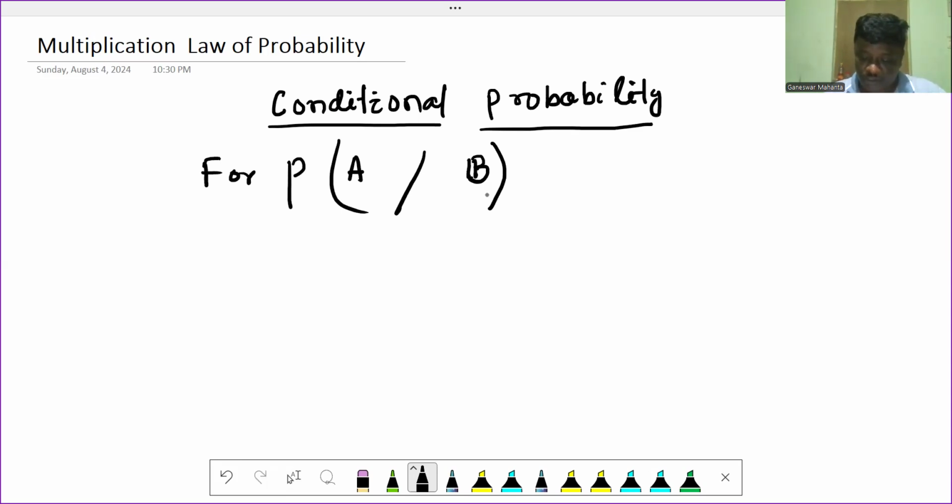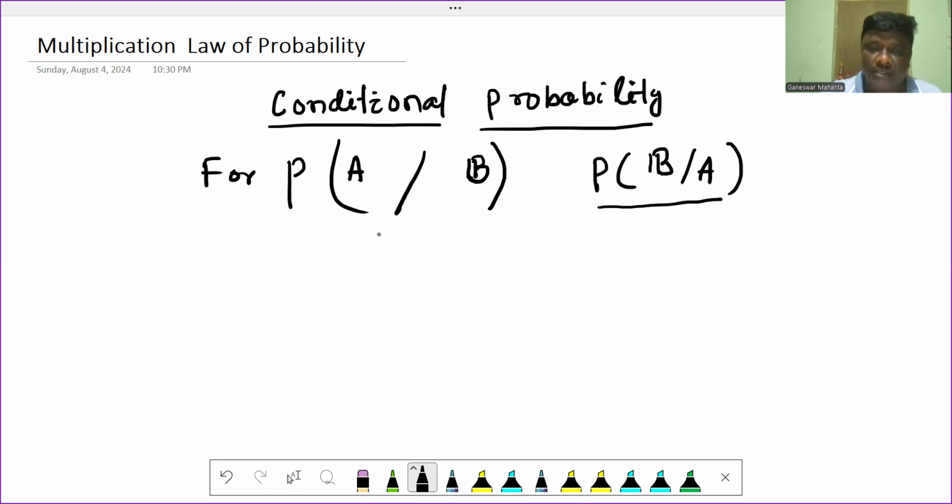That means, for the two events A and B, the conditional probability is represented here as P(A/B), or the probability is also conditional, represented as P(B/A). This is the condition symbol, and this is also a condition symbol, when two events are represented like this.